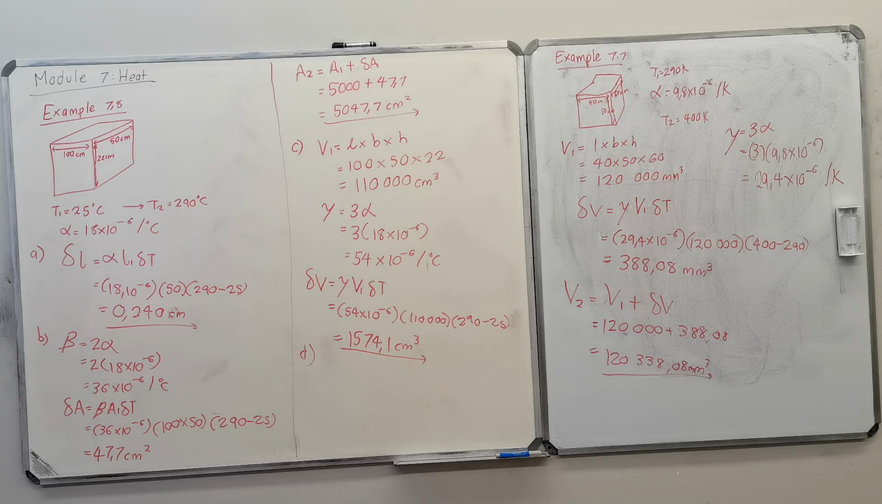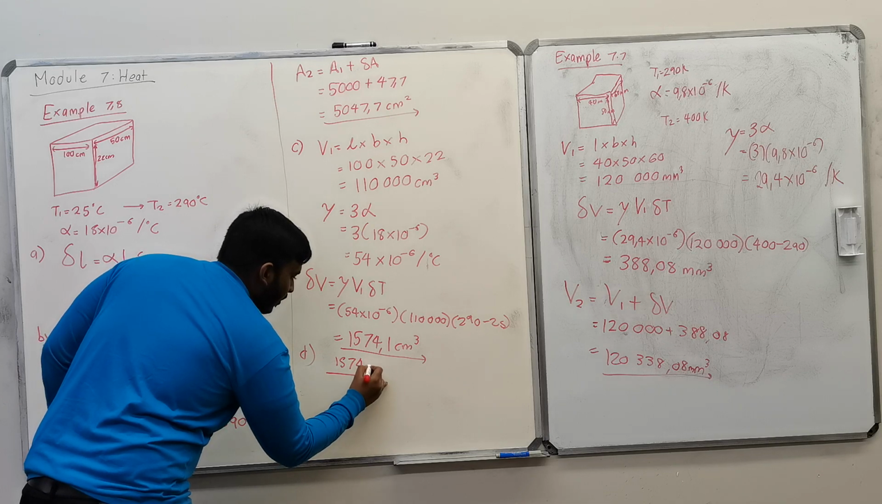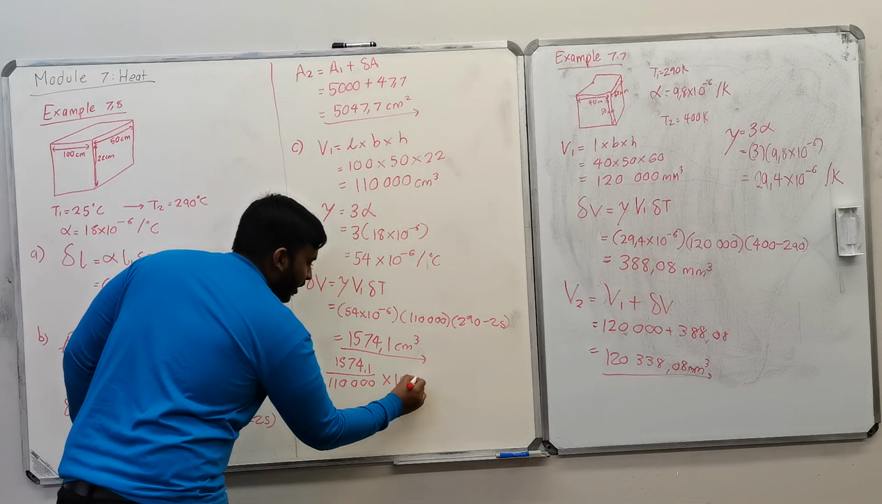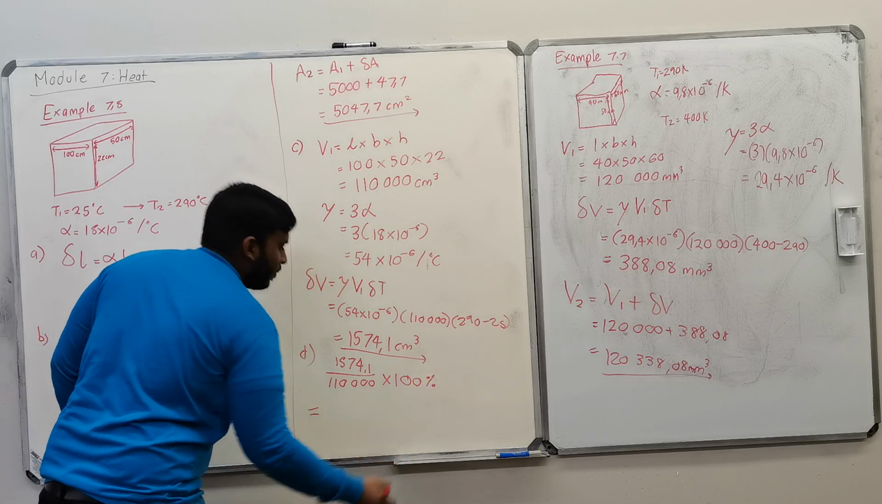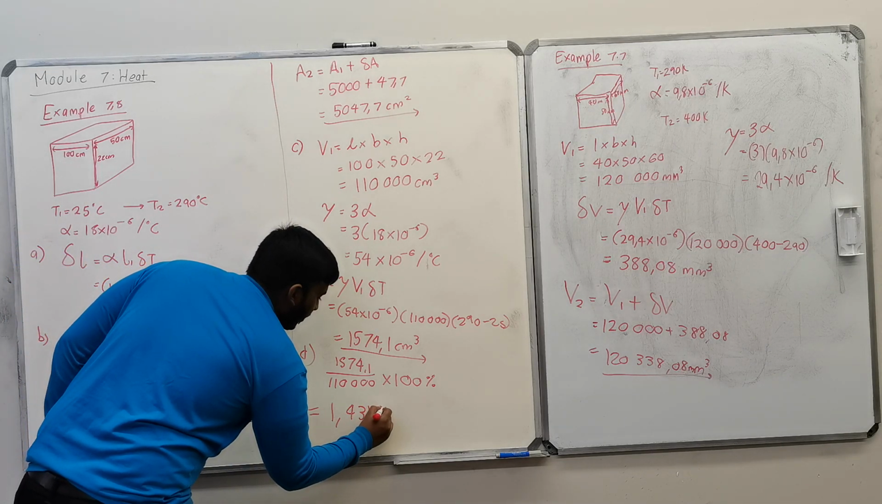How do you work that out? We take your change over your original volume, and you multiply it by 100%. So this would be 1574 over 110,000, which will give you a fraction, and you multiply that by 100 to give it a percentage, which would be 1.431%.